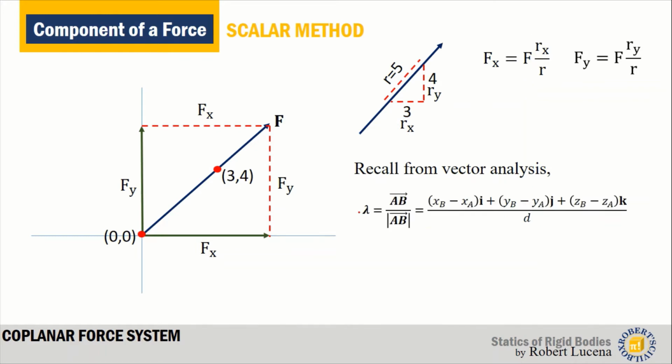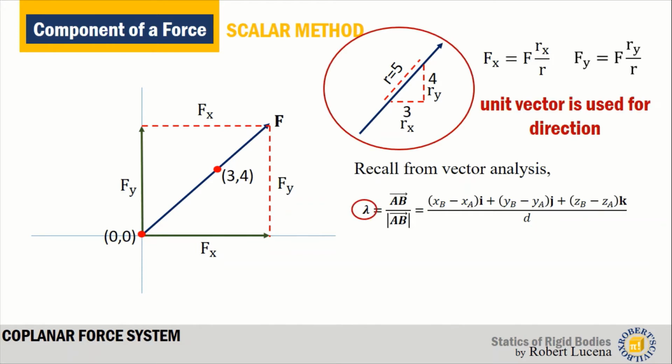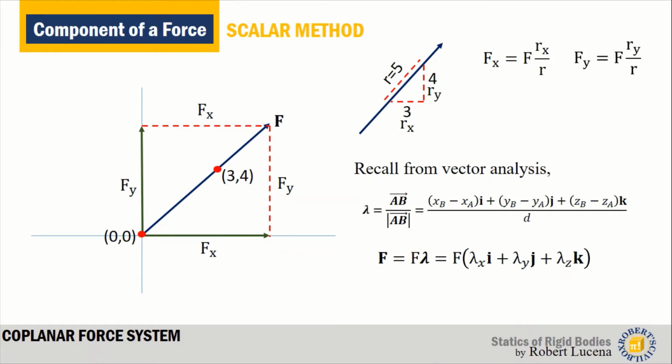Now we can say that the unit vector is simply the change in x component, the change in y component, and the change in z component over its magnitude. So this is a representation of a unit vector. And also, as you can see, the magnitude of the first vector is simply multiplied by the unit vector, which gives the direction to the vector quantity.